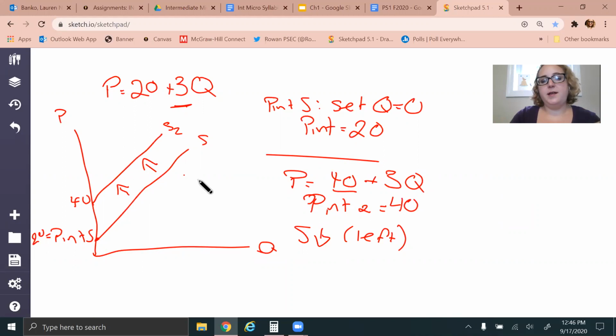So knowing this picture might help you when you're doing a problem set or even on a quiz or the future midterm, because you want to make sure what you're doing mathematically also makes sense economically, that it actually follows this theory.